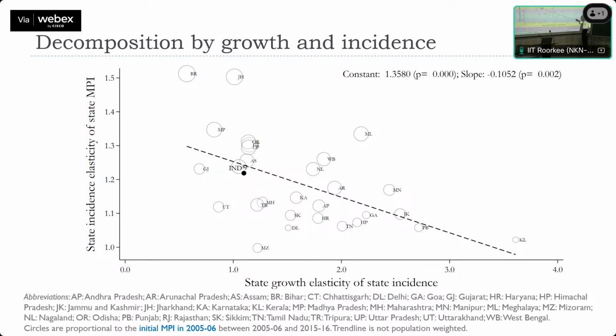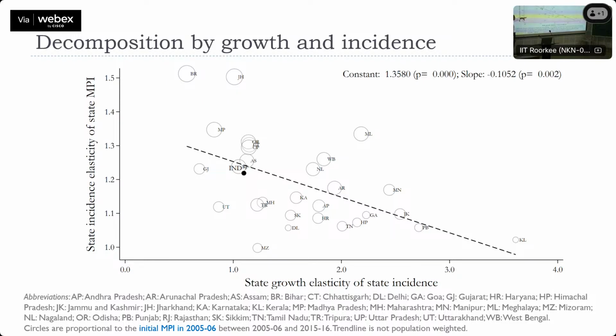Look at Kerala over here. If you do relative terms, Kerala is doing really well. Yeah, this is elasticity. This is not semi-elasticity. You can perform with semi-elasticity as well. I'm just showing you some tools. Of course, you can adapt to your own interest. But then here you have the state incidence elasticity of state MPI.